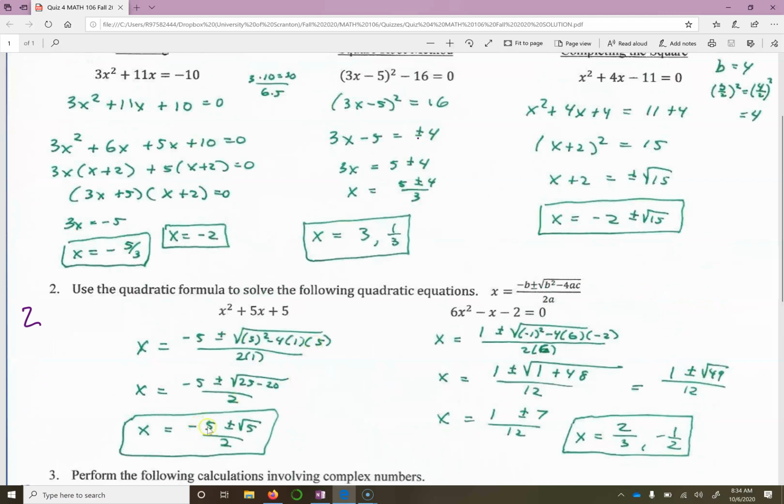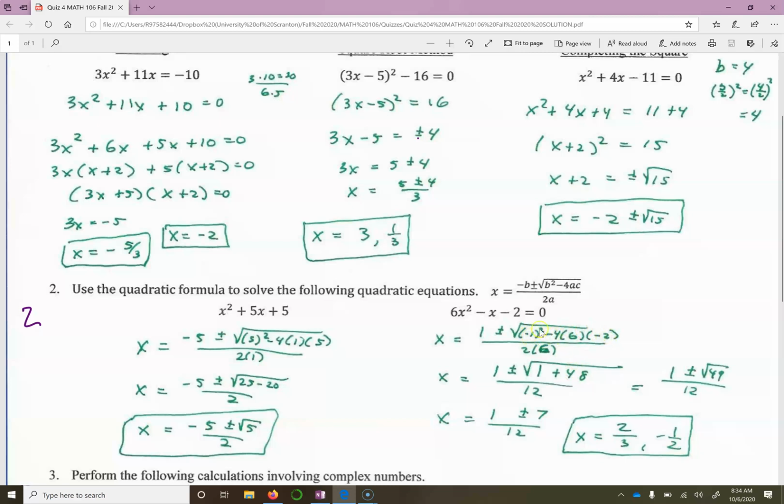And the first one I left as negative 5 plus or minus the square root of 5, over 2. And then for the second one, you could actually just get values because you end up getting the square root of 49 underneath the radical. So I will point out there were a lot of mistakes doing b squared minus 4ac. So you have to be careful of the signs, right?